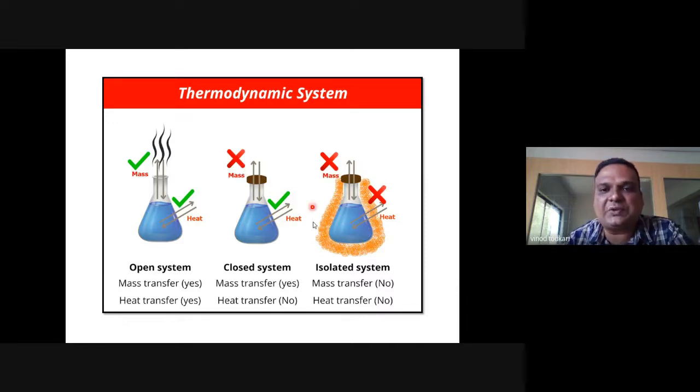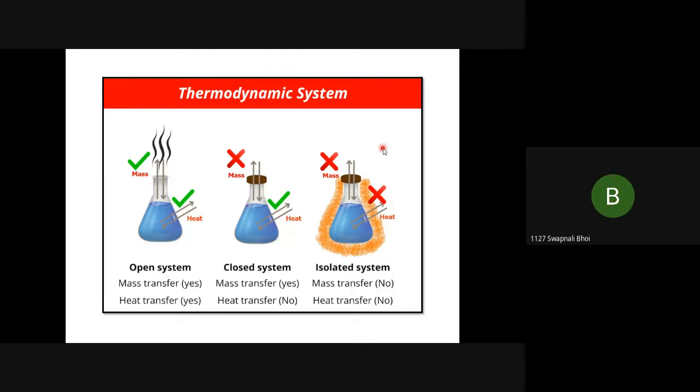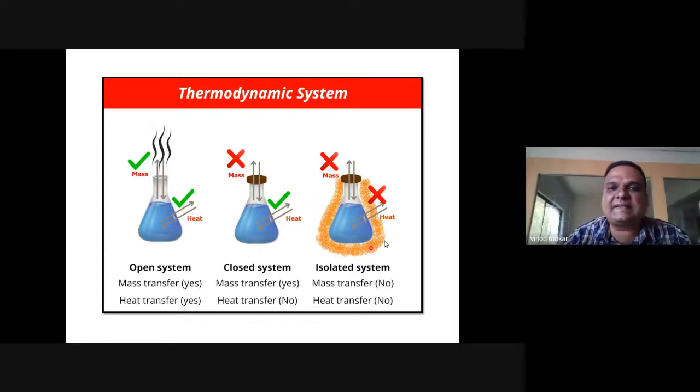Can anyone tell me what is isolated system? Isolated system is a system that has neither mass interaction nor energy interaction with the surrounding. Excellent. Isolated system is the system which cannot have mass interaction or energy interactions with the surrounding. For example, thermos flask, right? It is enclosed, so it cannot have mass interactions with the surrounding, right? And there is some insulation on the thermos flask. That's why the tea remains hot, right? So it cannot have energy interactions with the surrounding. So that is an example of isolated system.